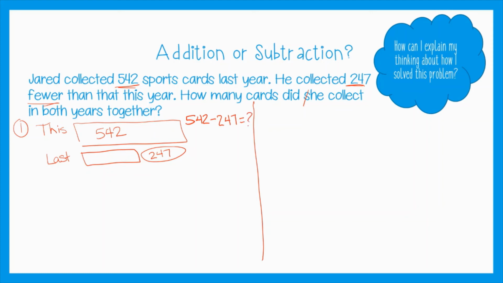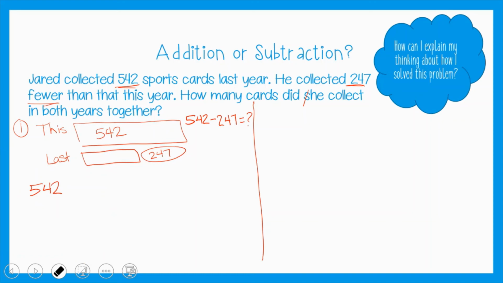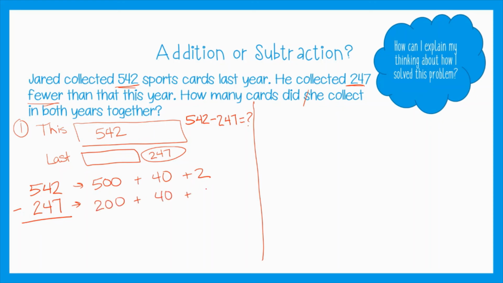So let's do expanded form for this problem. We have 542. We're going to write that first. Oops, not my plus. That was the last problem. Minus 247. And let's break that apart. So 500 plus 40 plus 2. And then 200 plus 40 plus 7.